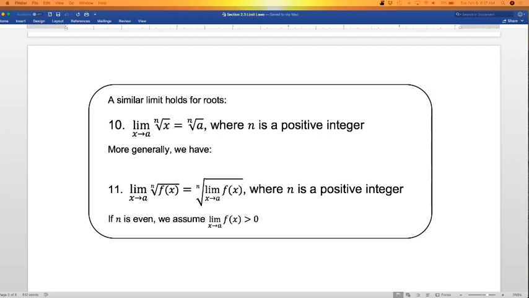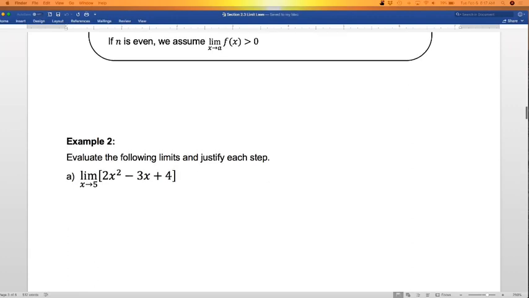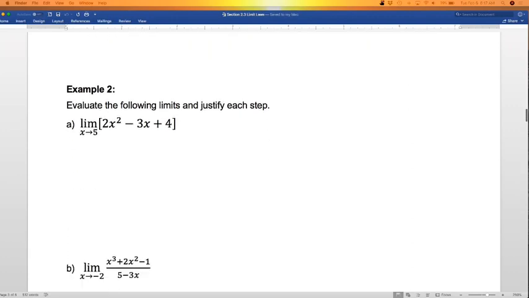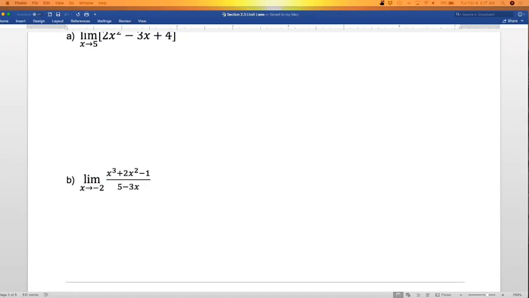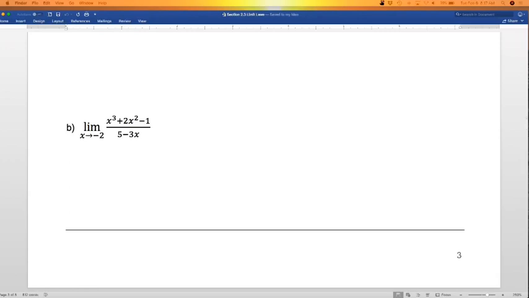So we use all of these laws to apply to example 2. Basically what we do is we break them down piece by piece and evaluate each of the individual limits. Now I'm going to skip A. I'm going to do B because it's slightly more involved and it covers the same steps we'd use in A. The only difference with B is that it has a denominator, so we've got to do a little more work.